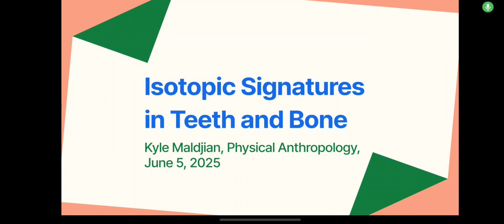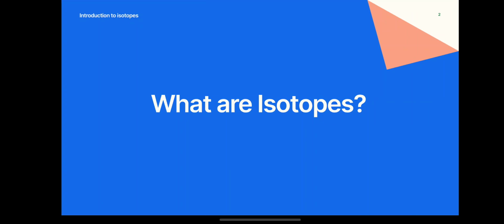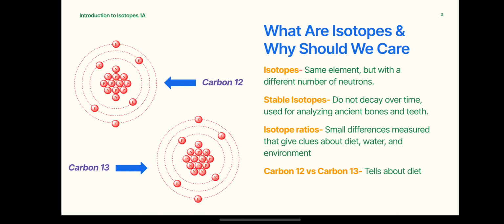Hello everyone. Today I am going to be teaching you about isotopic signatures in teeth and bone. So, what are isotopes? Isotopes are different versions of the same element. They have the same number of protons but a different number of neutrons. And it is this difference that makes them so useful for research.